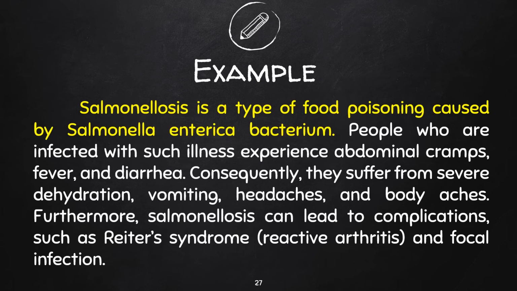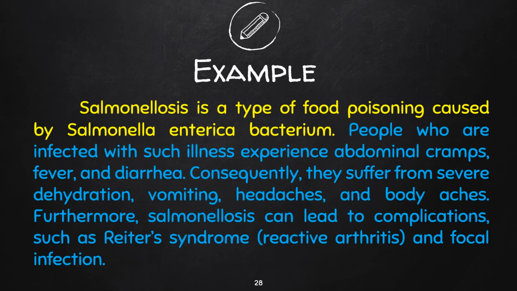The topic sentence right at the beginning of the paragraph defines salmonellosis, the cause. Then, the rest of the sentences enumerate the effects of the illness. Therefore, the pattern used in this paragraph is cause to effect.